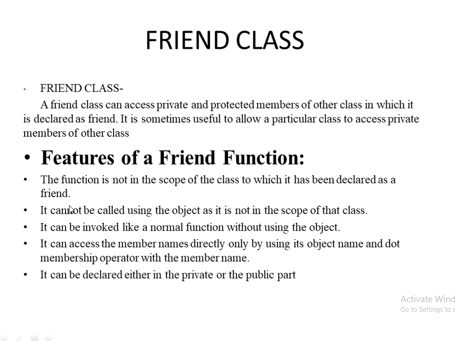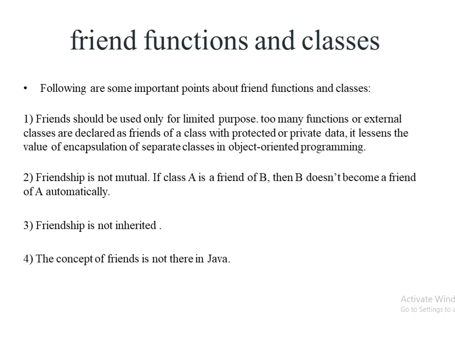Features of a friend function: first, the function is not in the scope of the class to which it has been declared as a friend. Second, it cannot be called using the object as it is not in the scope of that class. Third, it is invoked like a normal function without using the object. Fourth, it can access members directly using an object and the dot operator. Last one, it can be declared either in the private or the public part.